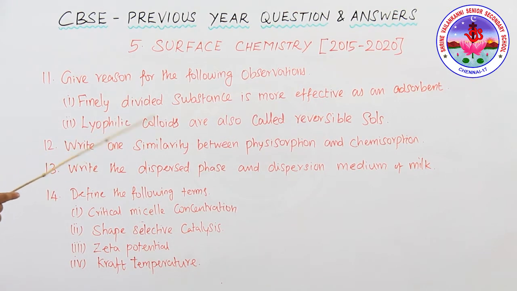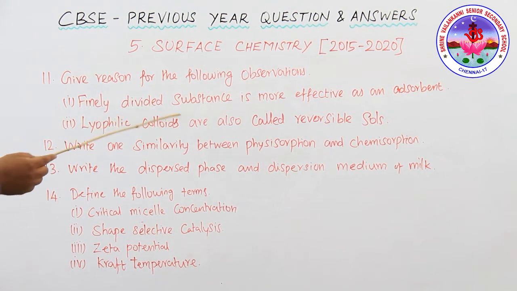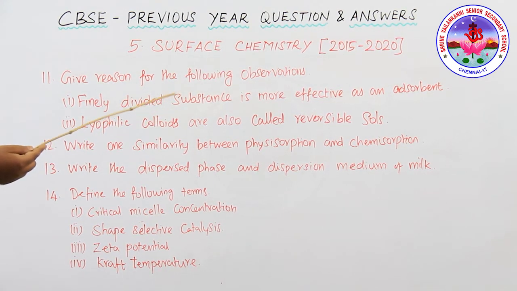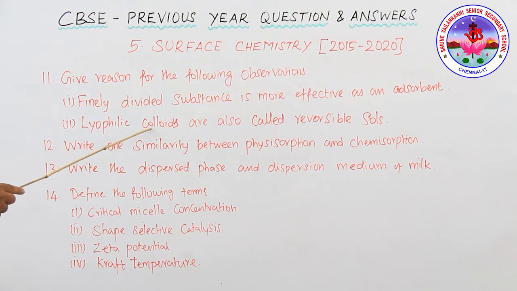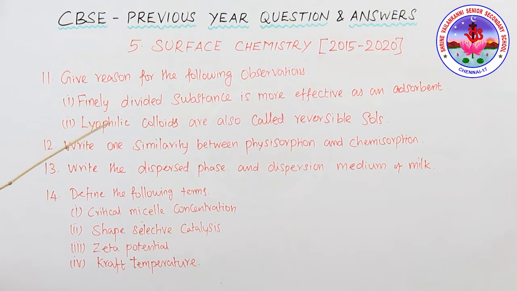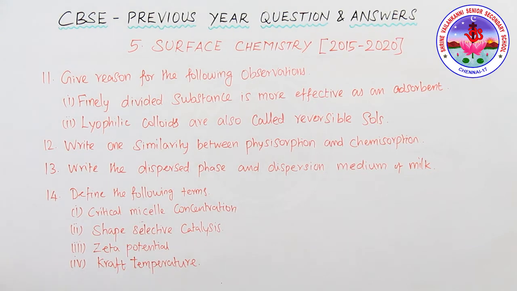There is the greater surface area, more will be the extent of the adsorption. Then, lyophilic colloids are also called reversible salt. Here, in the lyophilic salt, the dispersion medium can be separated from the dispersed phase. On remixing them we get the lyophilic salt again. So that is why it is a reversible salt. I will repeat that. In the lyophilic salt, the dispersion medium can be separated from the dispersed phase, and on remixing them we get a lyophilic salt again. So that is why it is a reversible salt.